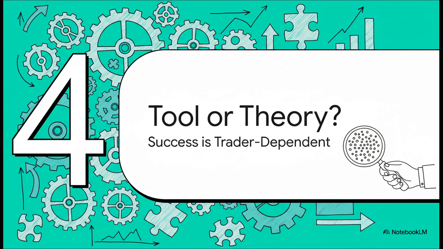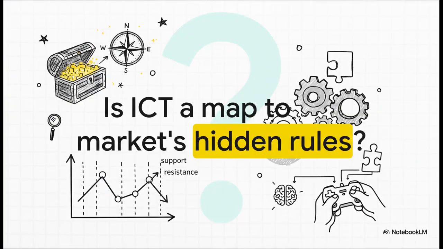Any success you might have with it comes down to your own skill, a whole lot of patience, and a really deep grasp of its many, many concepts. Which really brings us to the final question, doesn't it? Is ICT a genuine map to the market's hidden rules, or is it just a very complex theory? In the end, it seems the answer isn't in the system itself, but in the hands of the trader who decides to wield it.